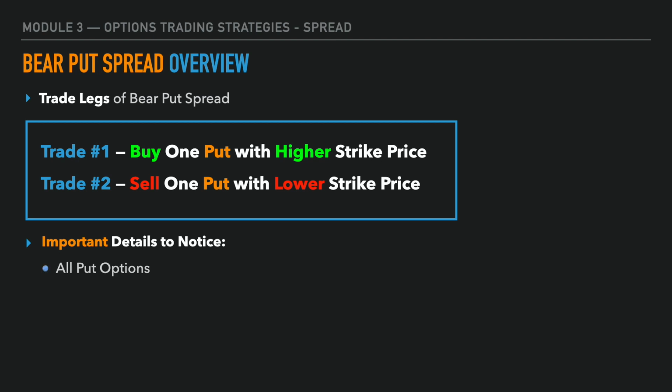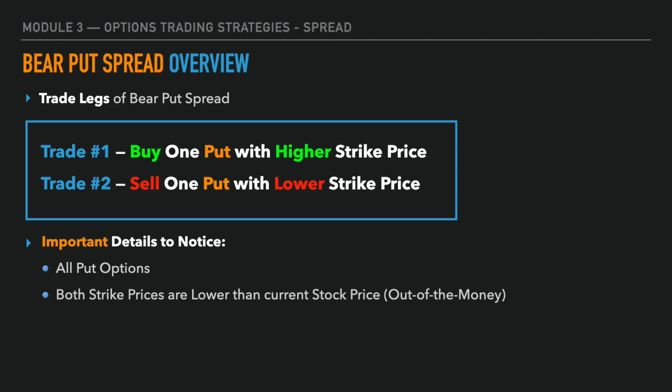Here are some of the important details to notice when it comes to the bear put spread. All of the options are put options. No call options are involved. Both strike prices should be lower than the current stock price, which means all those put options should be out of the money. Also, those put options in both trade legs should have exactly the same expiration date. And the same as the bull call spread, the ratio of the number of put option contracts you buy and sell should be strictly 1-to-1.